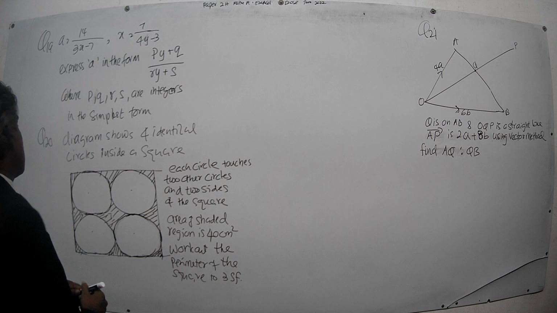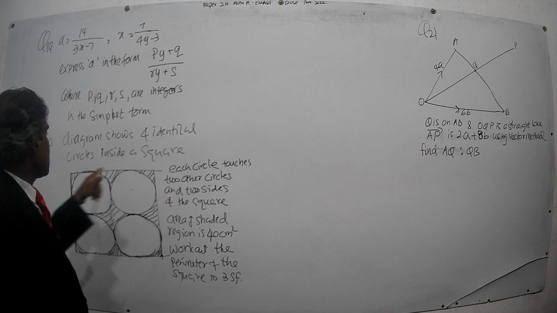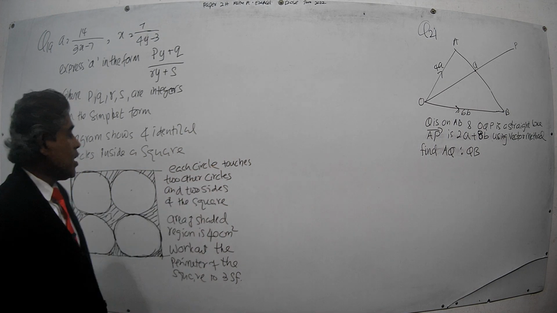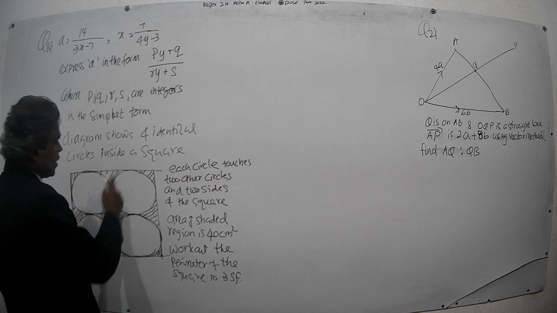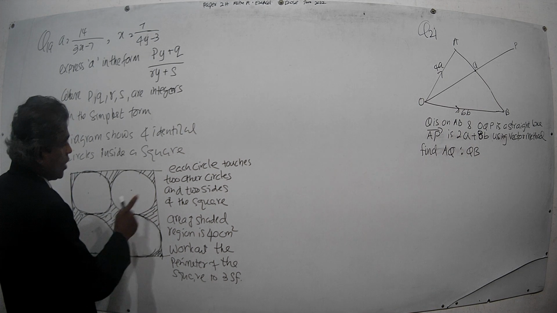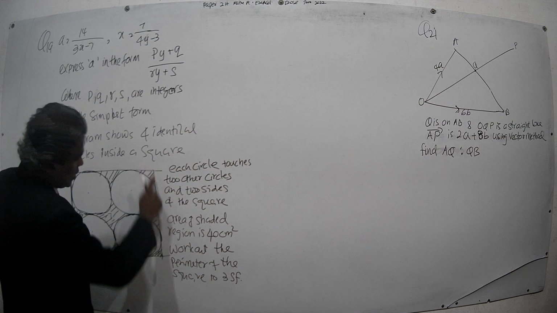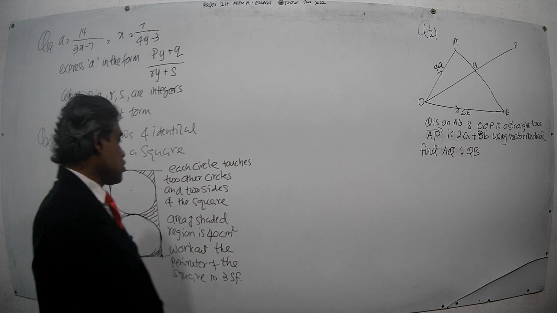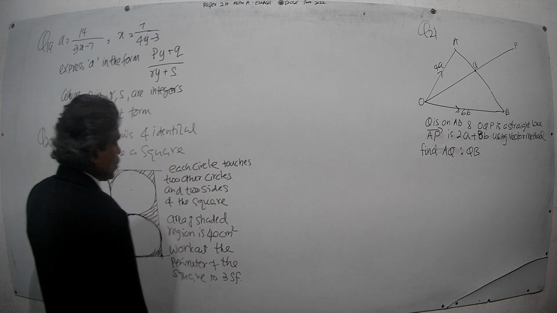Right. Now the question 20. Diagram shows 4 identical circles inside the square. Each circle touches 2 other circles. Yes, this one taken, then this touches this one, this, and 2 sides of the square. See, if you take this circle, it touches this side and this side, and this circle like that. Every circle touches 2 other circles and the 2 sides of the square, right?